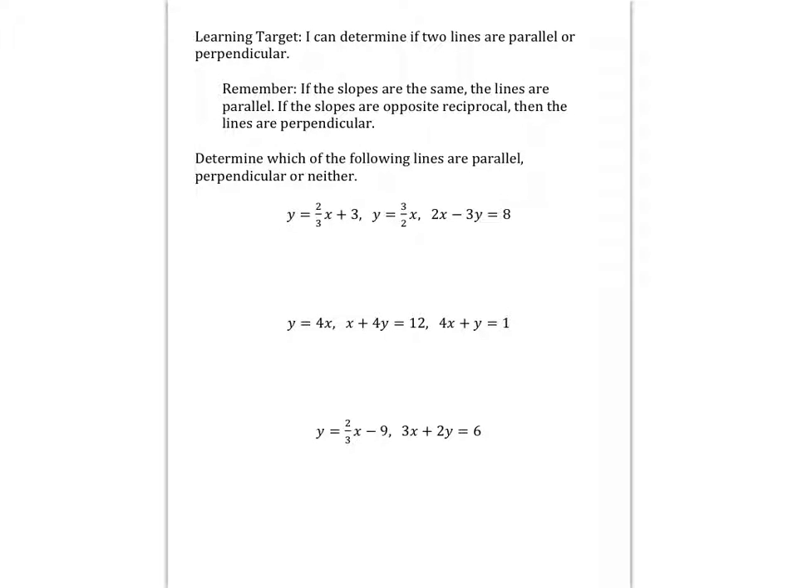Hello, and today's learning target is I can determine if two lines are parallel or perpendicular. So remember, if the slopes are the same, again that's m, or the number in front of x in y equals mx plus b, the lines are parallel. If the slopes are opposite reciprocals, again remember you change the sign for the opposite reciprocal slopes, then the lines would be perpendicular. So let's determine which of the following lines are parallel, perpendicular, or neither.